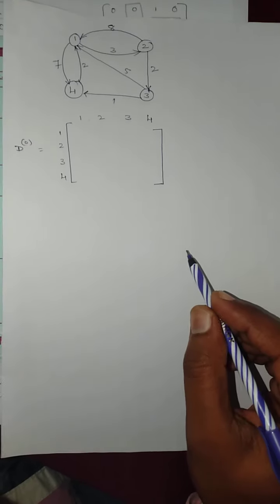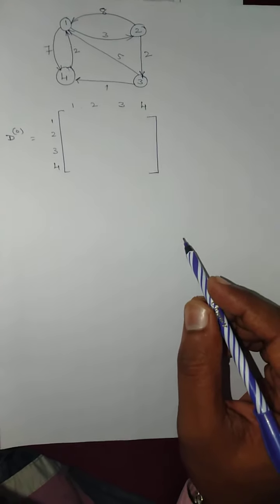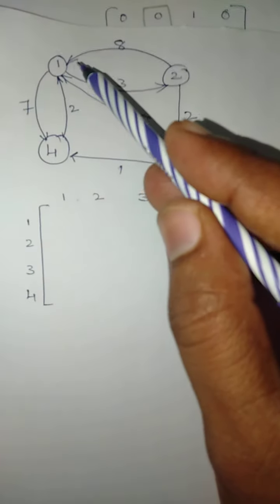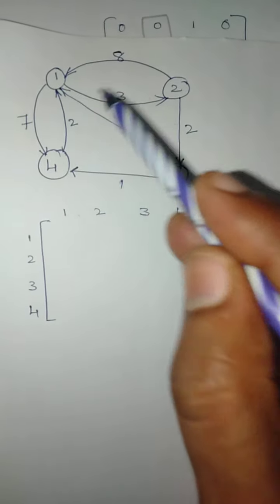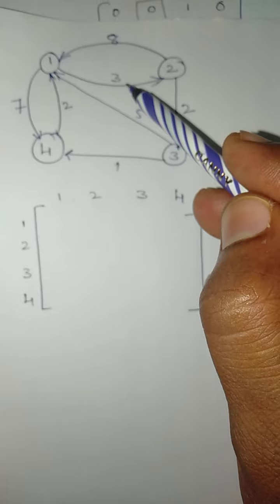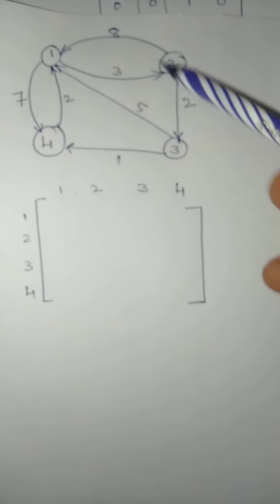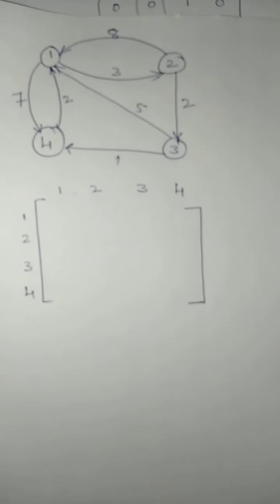So we shall now look at the example for all pair shortest path using Floyd's algorithm. In this graph, as you can see, there is an outgoing edge from 1 to 2 with a cost of 3, right? Similarly, there are different weights for the different edges.